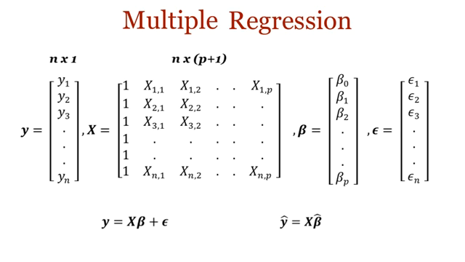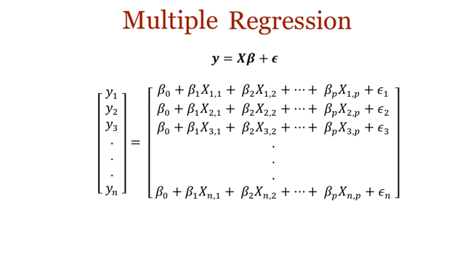We can verify this relationship by substituting the values and performing matrix multiplications and additions. You can see that each entry of the vector takes the multiple regression equation form.